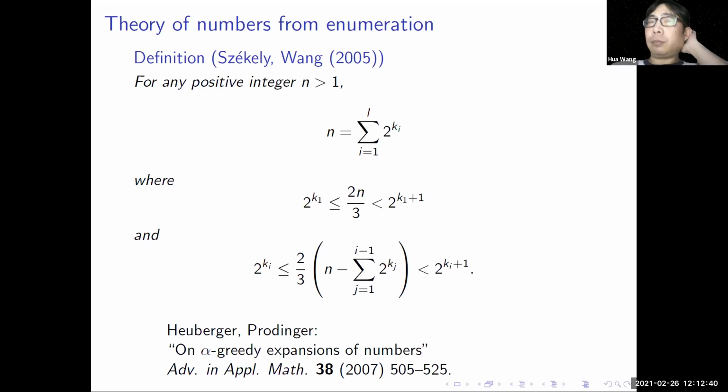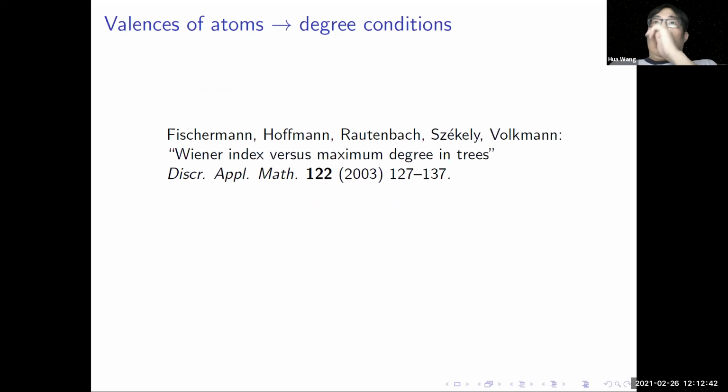But so that was a connection between the Wiener index, sometimes we call it a representative of the distance-based graph invariants, to the number of subtrees, which is a representative of the counting-based graph invariants.